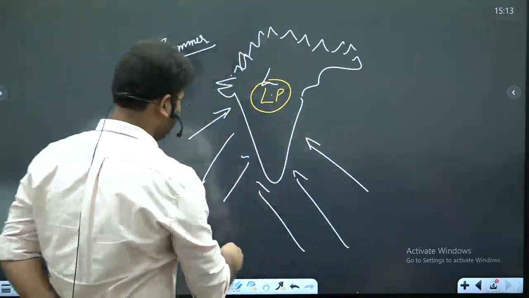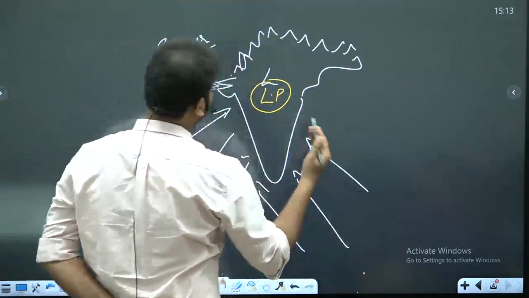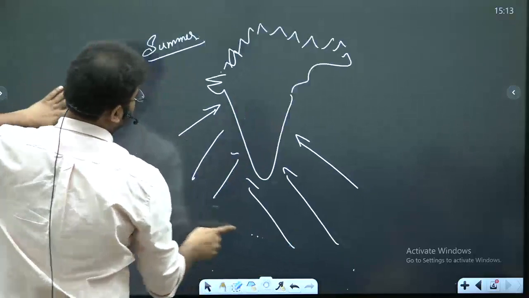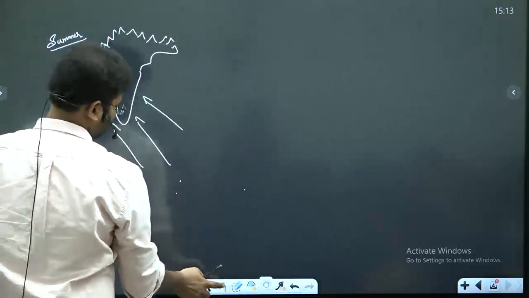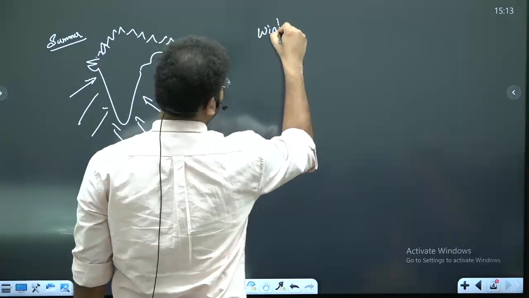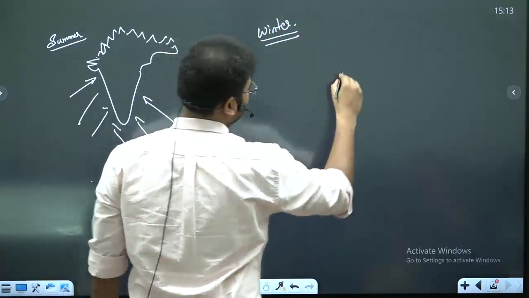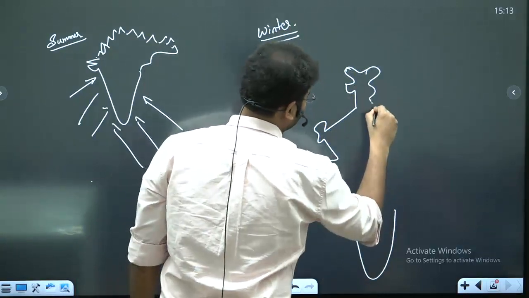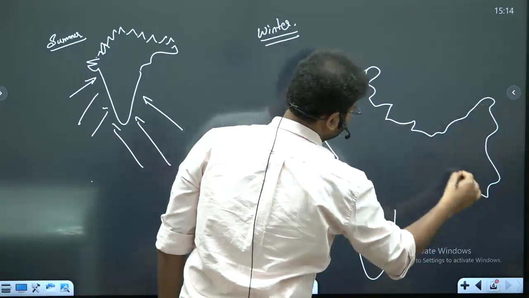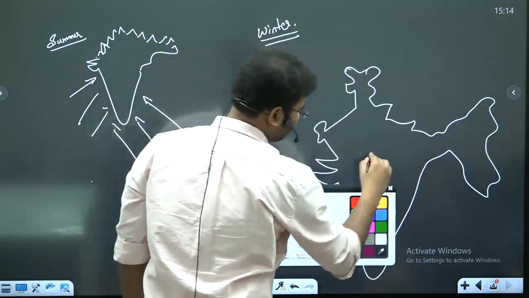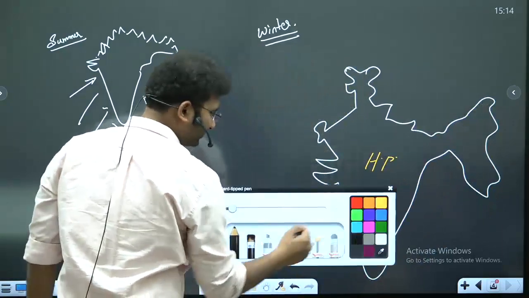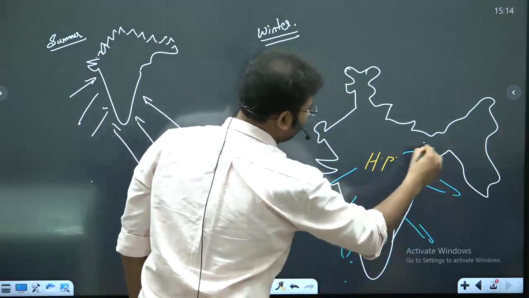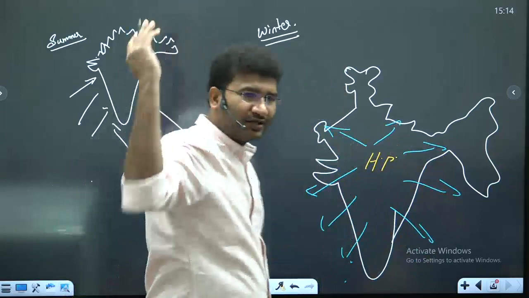And during the winter time period, the same low pressure used to convert into a high pressure system. Now the same low pressure system, we used to think that this used to convert into a high pressure system so that the winds used to diverge. This is what we have thought, and these are the old theories.